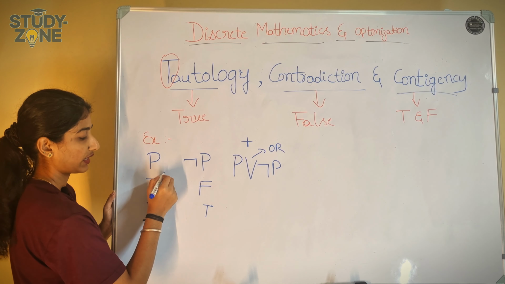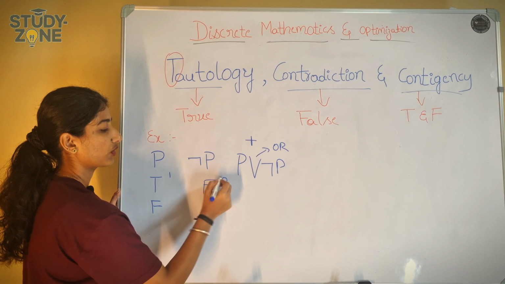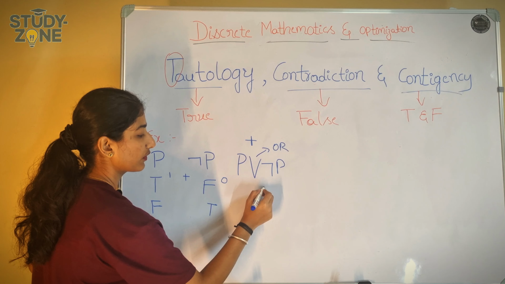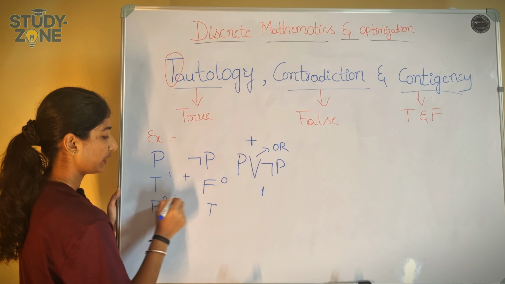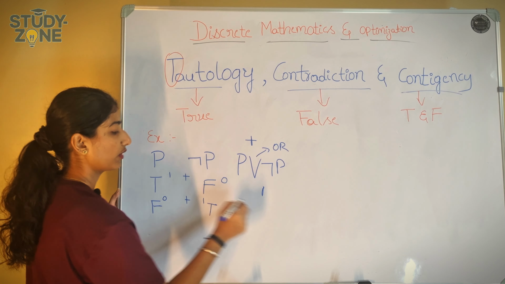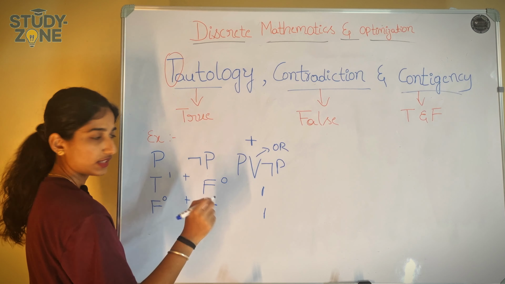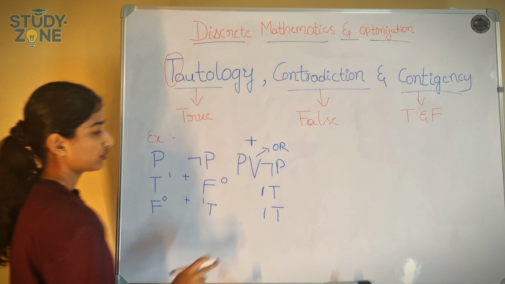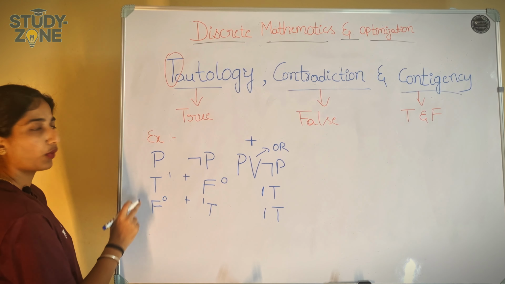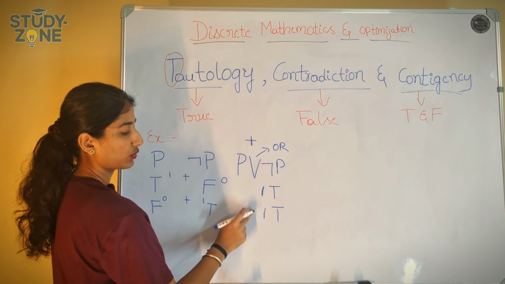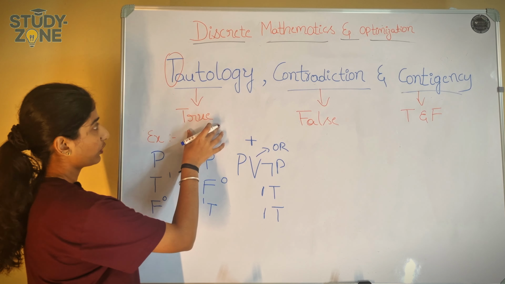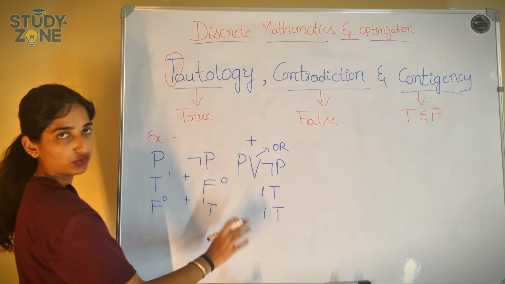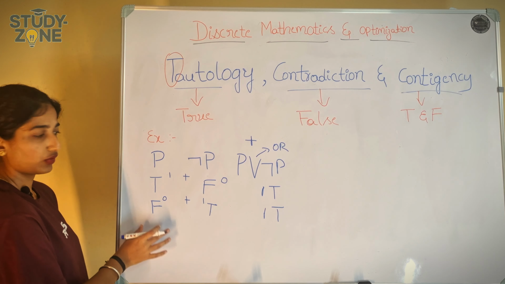So let us take true as 1 and false as 0. So 1 plus 0 is 1 and 0 plus 1 is 1, right? So what does it mean? 1 means true and here also 1 means true. So for both rows the truth value is true. So for tautology the truth values are true. So this is the example for tautology.